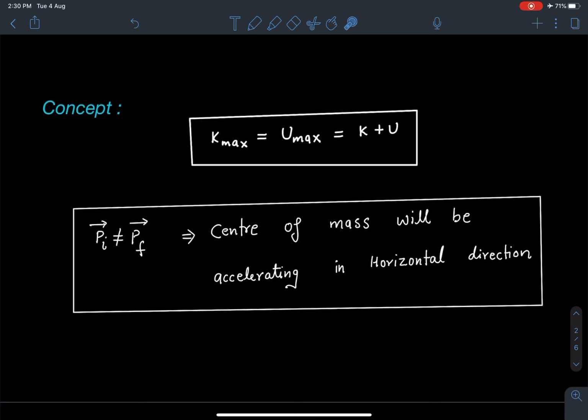Okay, so now the second part is, compared to the regular SHM problem where two masses are connected to a spring and we apply conservation of momentum, that logic will not be applicable here, because there is a friction force which will be acting as an external force on the system. Therefore, the center of mass will be accelerating in the horizontal direction, or I can say the linear momentum of the system will not be conserved in the horizontal direction. Alright, this is the second point which we are going to notice here.